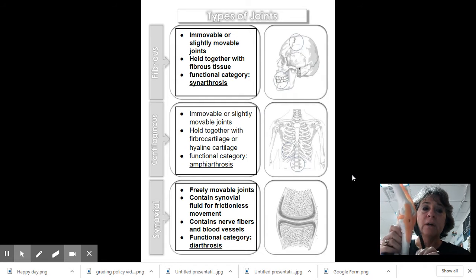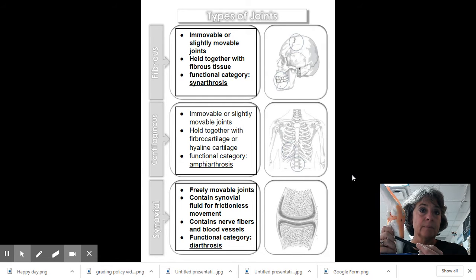You also have one of these structures connecting your femur with the tibia. So that would be which one, a ligament or a tendon? Yes, this is a ligament. And then this also would be a ligament because it's connecting the two bones together.